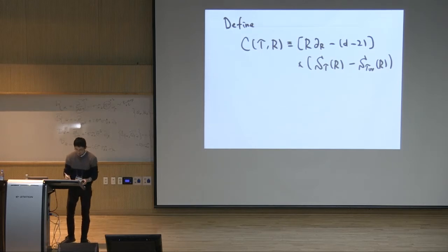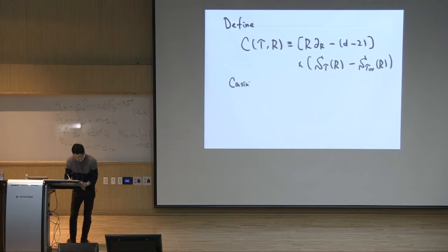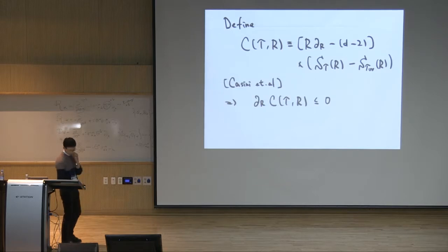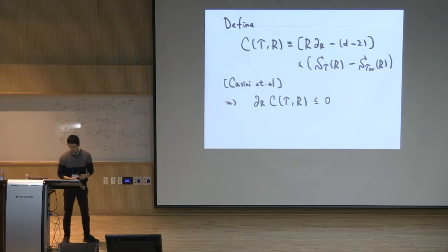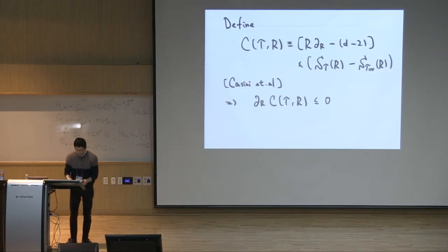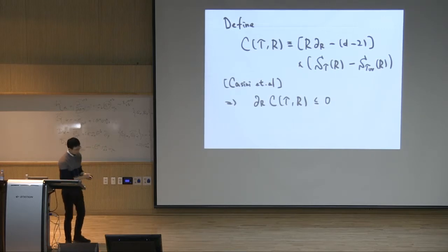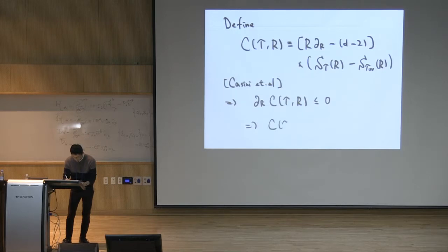What Casini and his collaborators showed, in several papers, is that this function is monotonically decreasing. This inequality follows from the monotonicity of entanglement entropy or relative entropy. I won't show you how to derive this, but there are many papers discussing this derivation. One implication of this inequality is that C itself is negative.